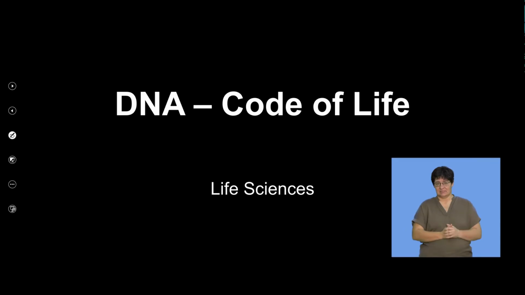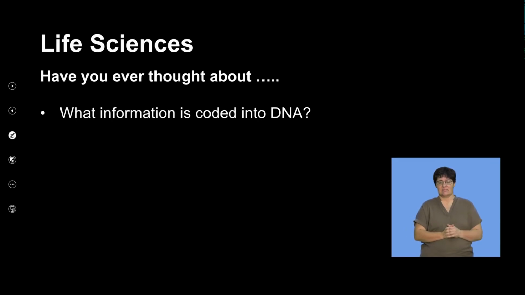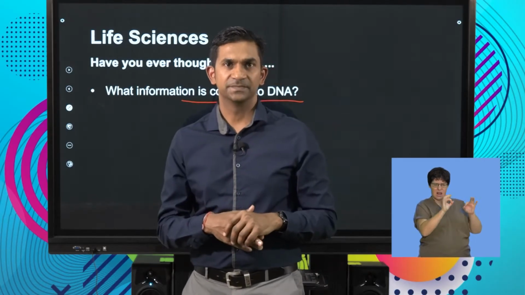So, let's get straight into the lesson. Have you thought about the following? What information is coded into DNA? This often becomes a question that we query early on in our science years, in terms of what it is that allows the cell to control what it does. And that is basically the information that's found in DNA. And so we say generally that DNA codes for life. Let's try and unpack that in this lesson.